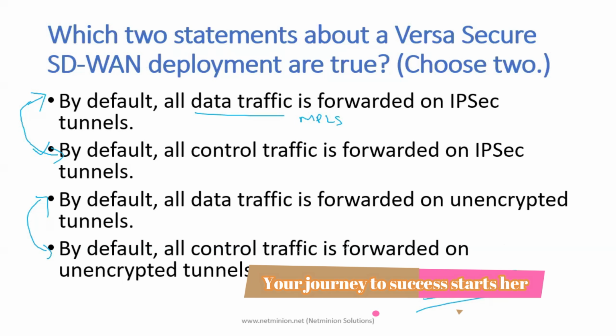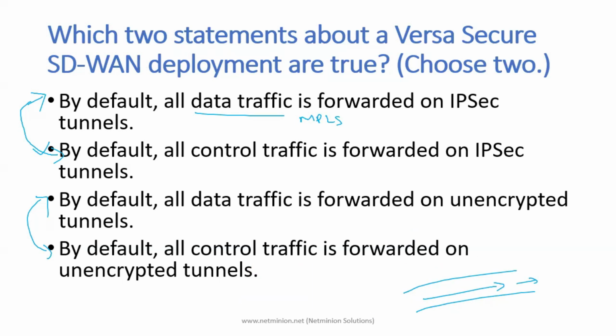Sir, what I was saying is, why I was not selecting data traffic is forwarded on IPsec tunnel is because if we have MPLS, probably we can have this as plain traffic also. There is a VPN connectivity in the MPLS also, right? Yes, then that statement. But we are talking about SD-WAN deployment. MPLS has its own features. Leave it. Yeah, but sir, we are only talking about SD-WAN.